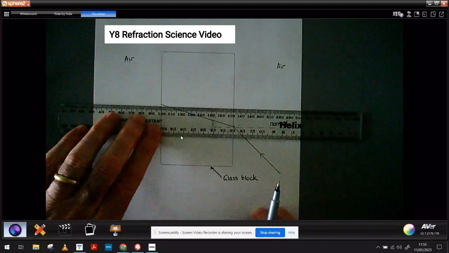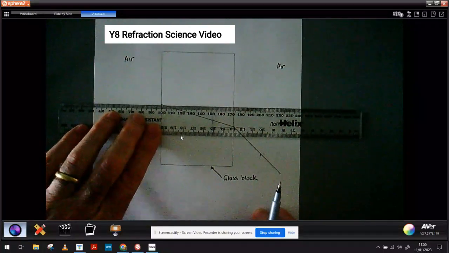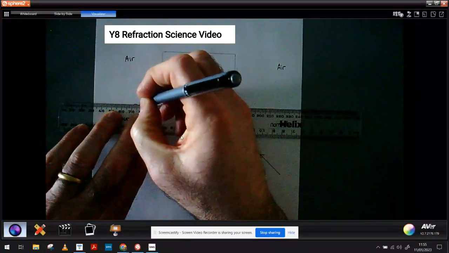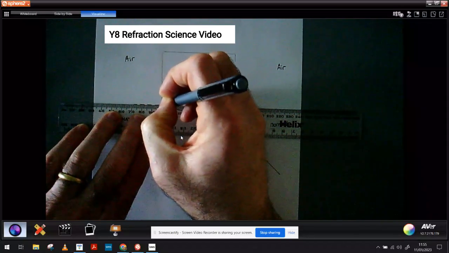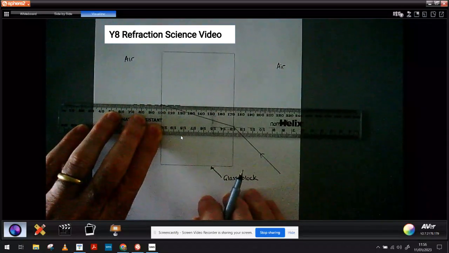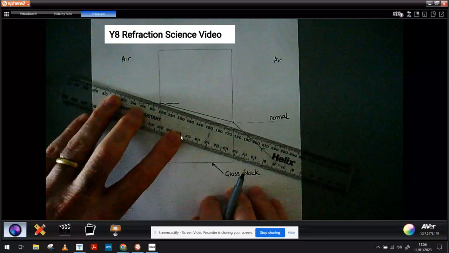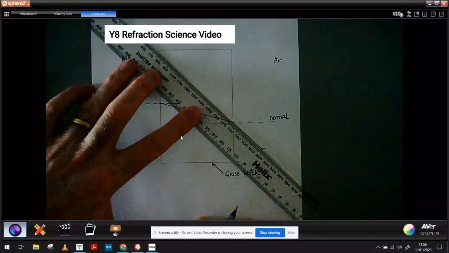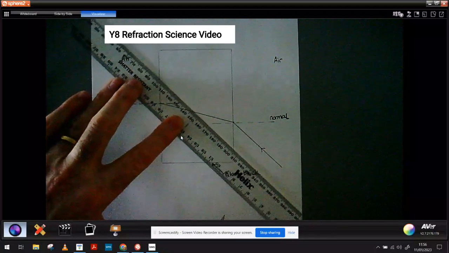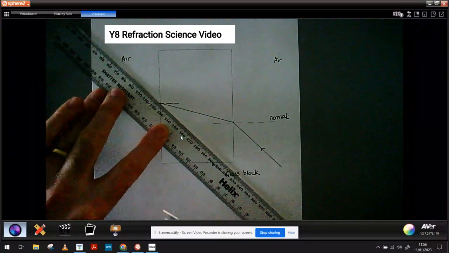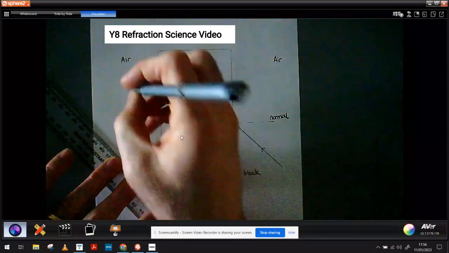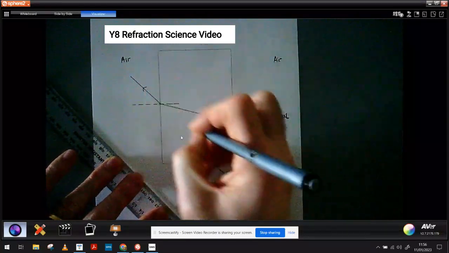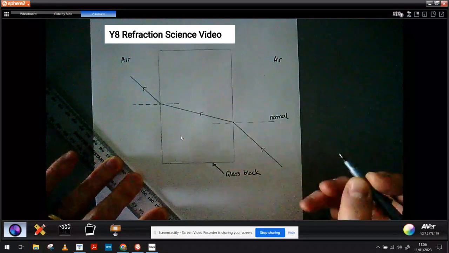And then when it comes out, we should draw another normal line, just to be absolutely clear, at 90 degrees. Then when it comes out of the block, it bends away from the normal, and it'll actually end up parallel to the original ray. So I can draw that here coming back out. And again, to show the direction, I should add little arrowheads.